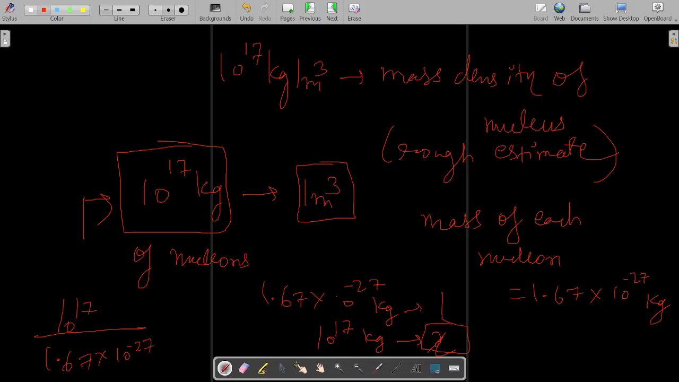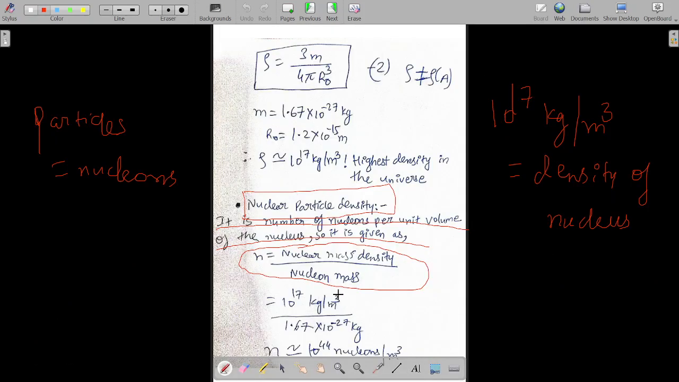So what will we get? You have done this in the fifth standard too. So 10 to the power 17 divided by 1.67 into 10 to the power minus 27. How much does it turn out to be? It turns out to be 10 to the power 44 nucleons per meter cube.